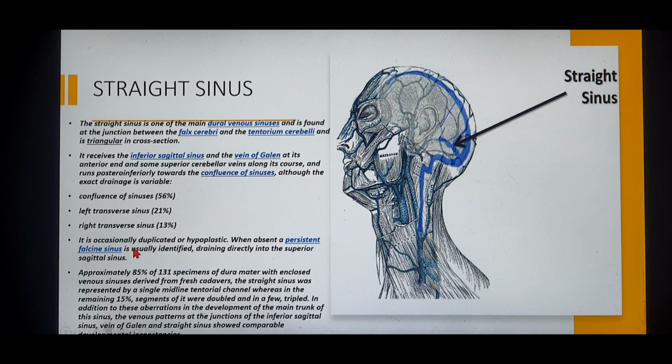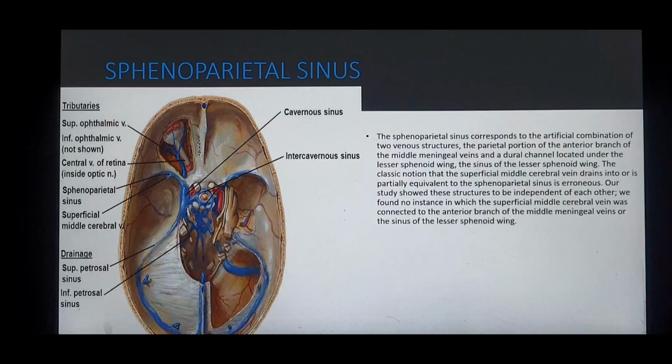In that case, you can see a persistent falcine sinus, which is a sinus in the falx cerebri itself, which is directly draining into the superior sagittal sinus. Okay. So this is what you have to always remember about.